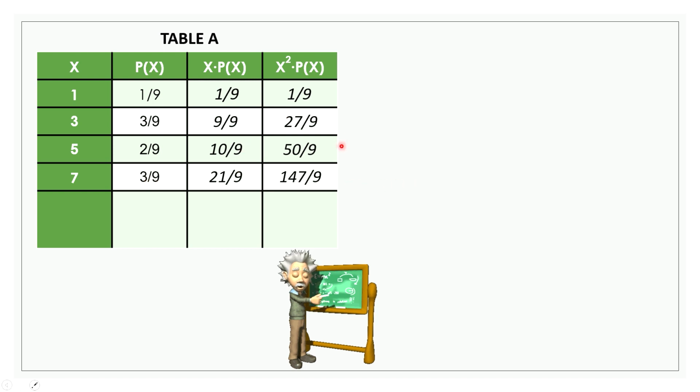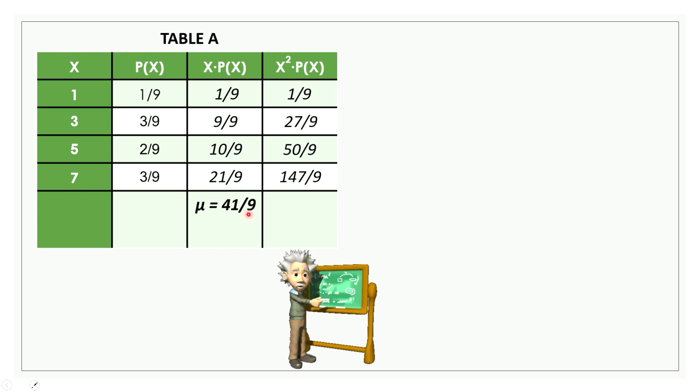So kamukha nung ginawa natin sa table kanina, yung past lesson natin o yung past problem natin, yung kay Jessica at Mark, we will simply add all these values para makuha natin yung ating mean. So, 1 over 9 plus 9 over 9 plus 10 over 9 plus 21 over 9 is equal to 41 over 9. So, we will simply convert this fraction into decimal places.